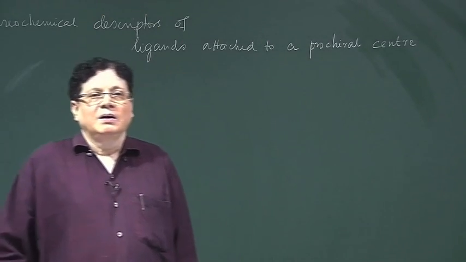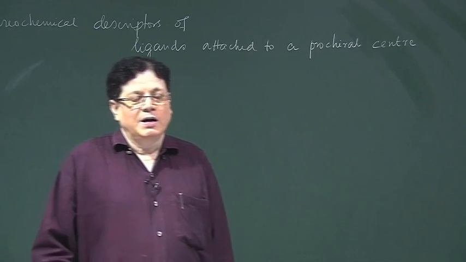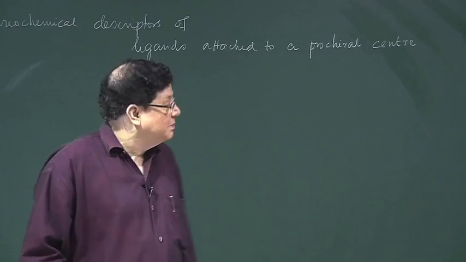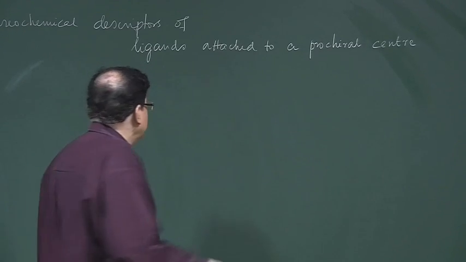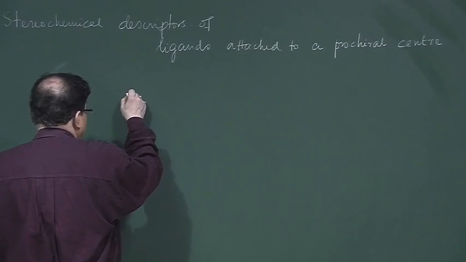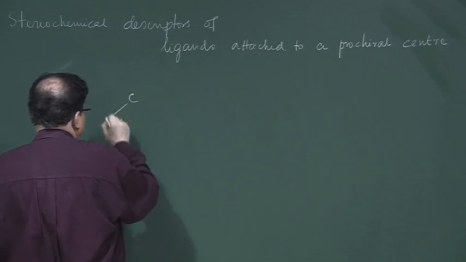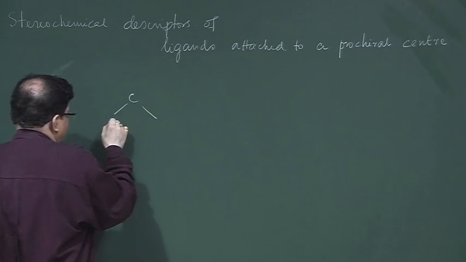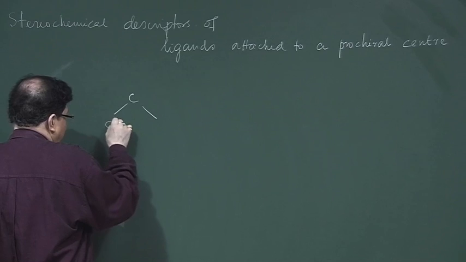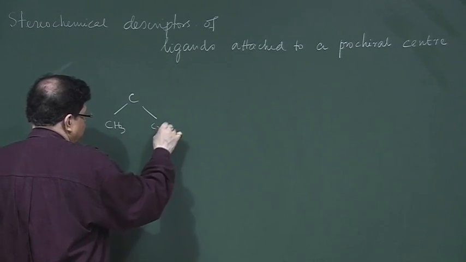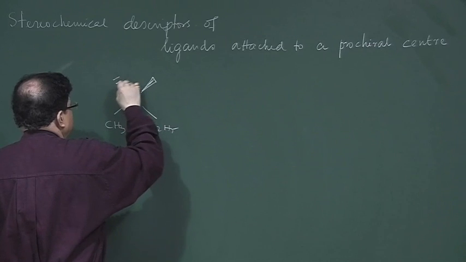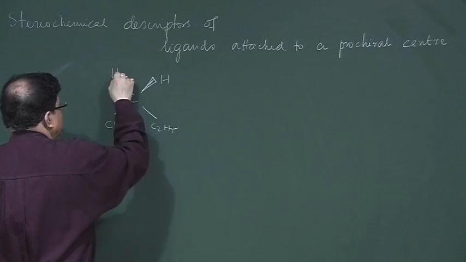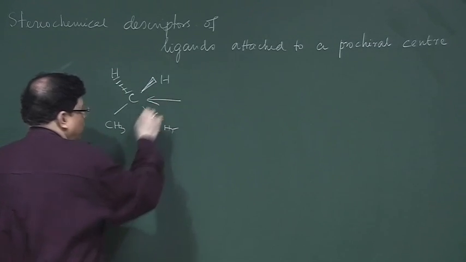Okay, welcome back. Last time we ended with the concept of prochiral center. That prochiral center can be of various types, but one type is that if a carbon is there where two ligands are different, like a methyl and a C2H5, and then it is attached to, suppose, two hydrogens, then this carbon becomes a prochiral center.